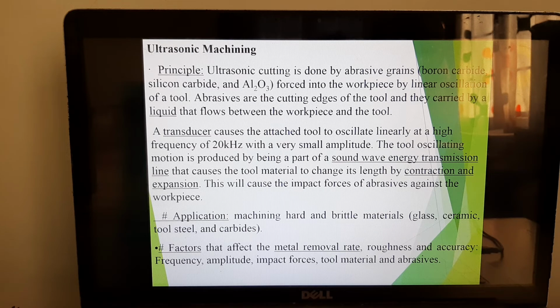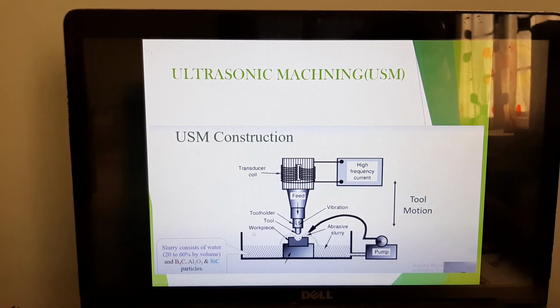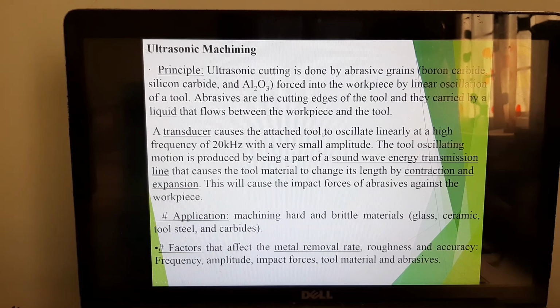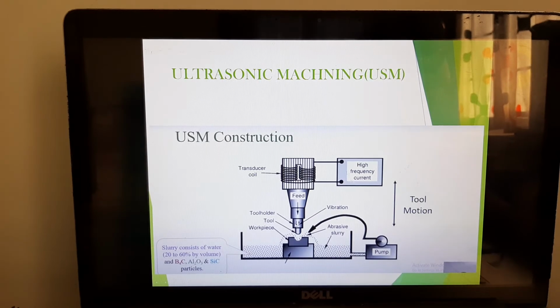Once you immerse your workpiece in the abrasive solution, if you remember, I showed you the transducer. The transducer causes the attached tool to oscillate linearly, at 20 kilohertz with a very small amplitude. The tool oscillation is produced as part of a sound wave energy transmission that causes the tool material to change its length by contraction and expansion.